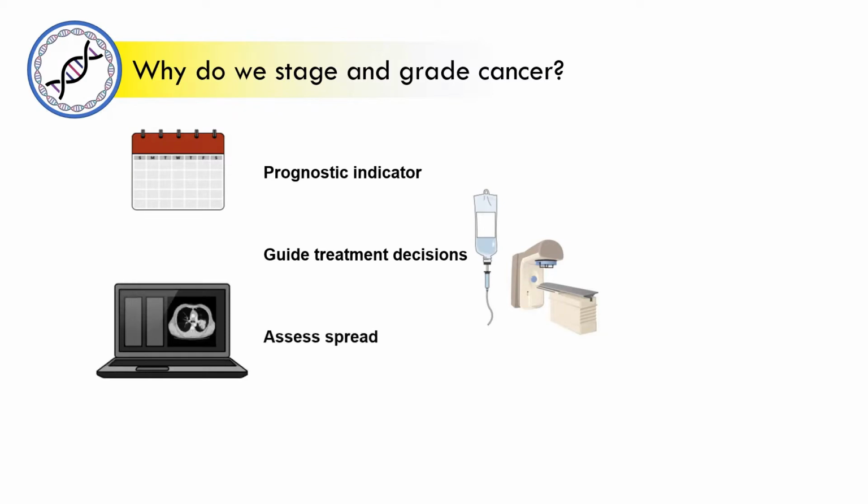To assess spread, the process of staging involves imaging parts of the body that the cancer may have metastasized to. This helps plan management. To identify appropriate clinical trials: clinical trials accept specific groups of patients, and often one of the specifications is the stage of cancer.